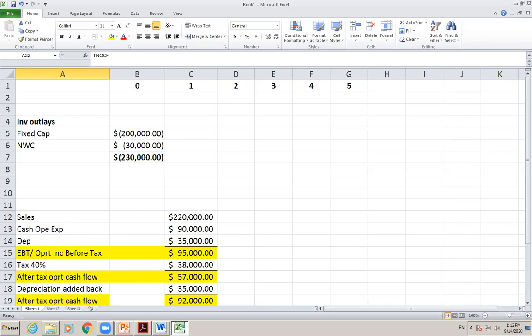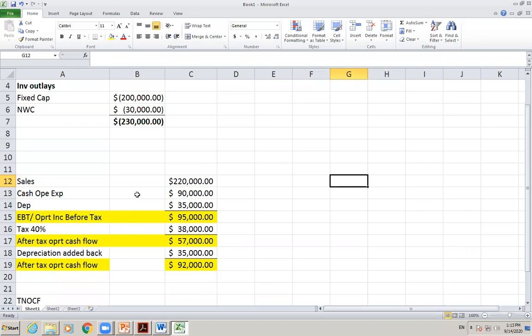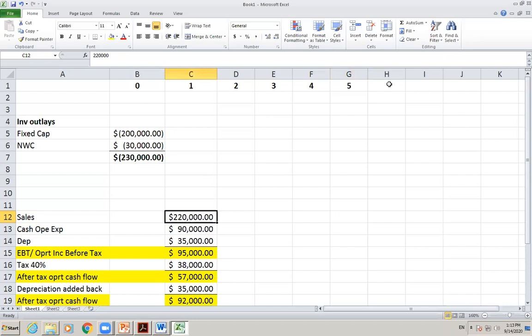In real life, we would have $220,000 in this year, next year is different, third year is different, fourth year is different, fifth year is different. Even the other things will change. We are not keeping them the same: cash operating expense might change, depreciation might use a different methodology, and so on. But for this case, for introduction, we are assuming that it is fixed. Everything is ceteris paribus, nothing changes, so sales throughout the years are the same.